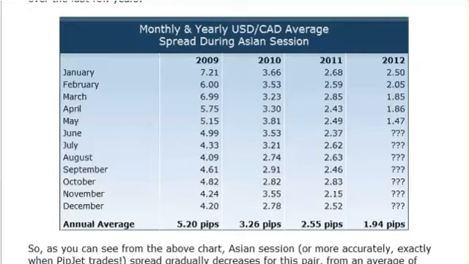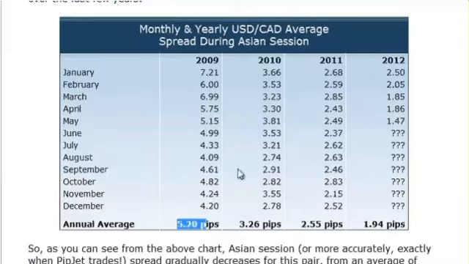We discovered that the pair experienced a very wild decrease over the past few years, and you can see that from this chart. This is the monthly and yearly USD CAD average spread during the Asian session. Look at 2009. This was not too long ago, folks. Spread was a little over 5 pips on average. At the end of the year, it was starting to go down.